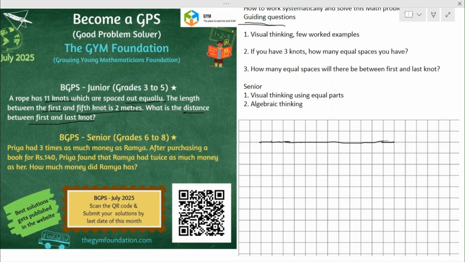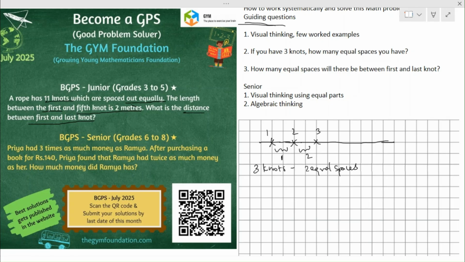Let's say that this is the first knot, and there are two spaces, and this is the second knot. Again, it is spaced equally, so there are two spaces, and again it is a third knot. So if this is the first, second, and third knot, this is the visual thinking we made. What do you think these three knots have? How many equal spaces between? So this is one space and this is two spaces. So for three knots, there are two equal spaces, right?